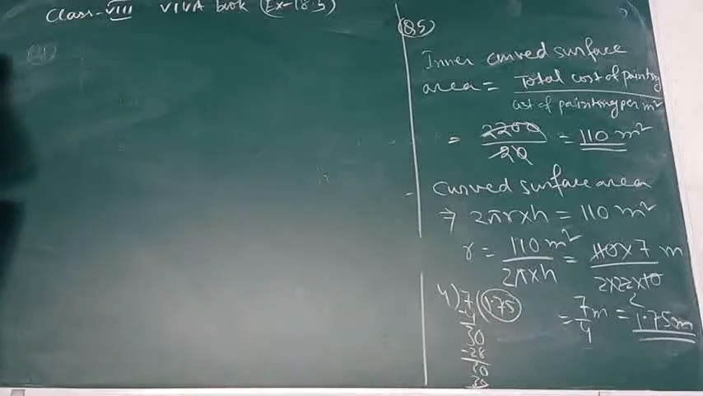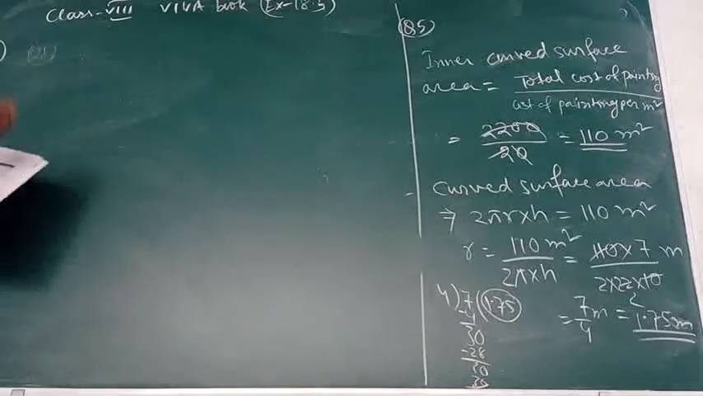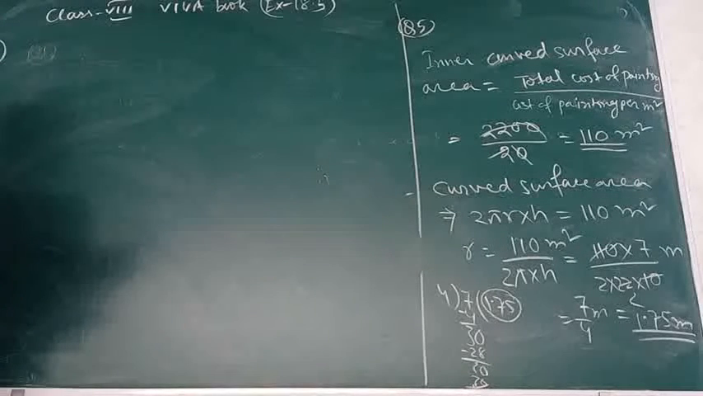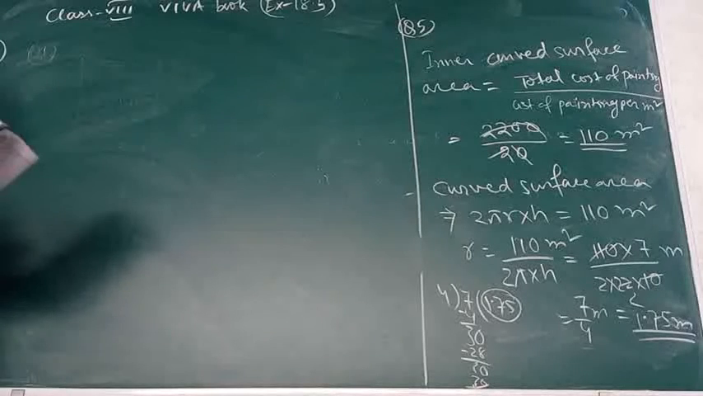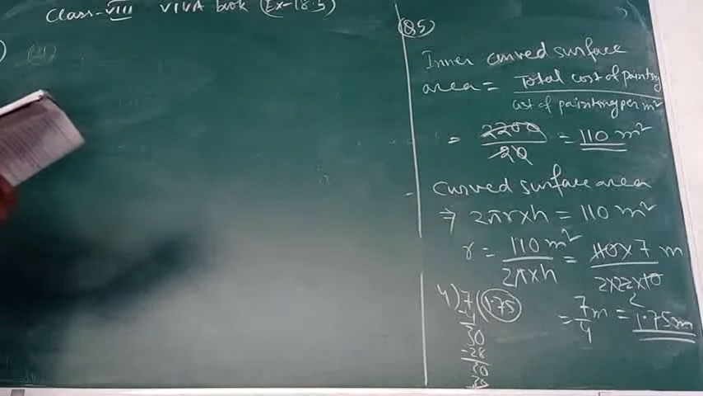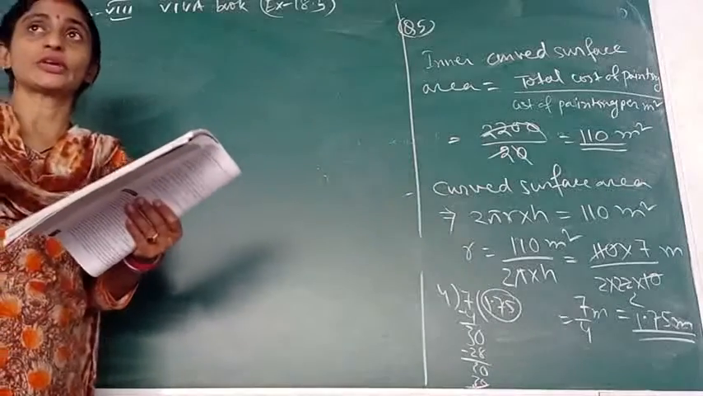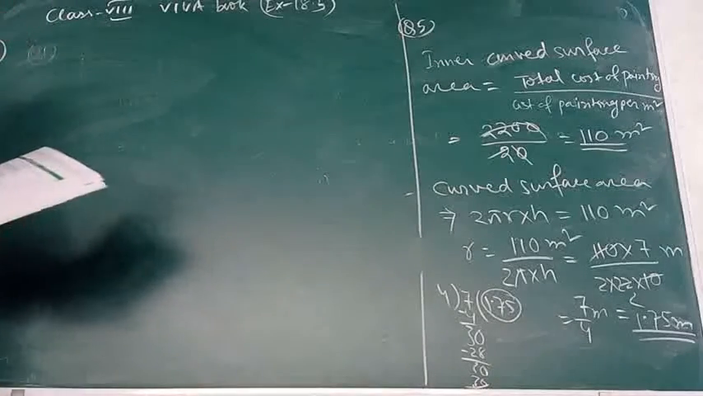First we go through the question. In this question you are asked: a cylindrical vessel open at the top has a base of diameter 21 centimeter, and height is 14 centimeter. Find the cost of tin plating its inner part at the rate of rupees 5 per 100 centimeter square. So one clue has been given here.